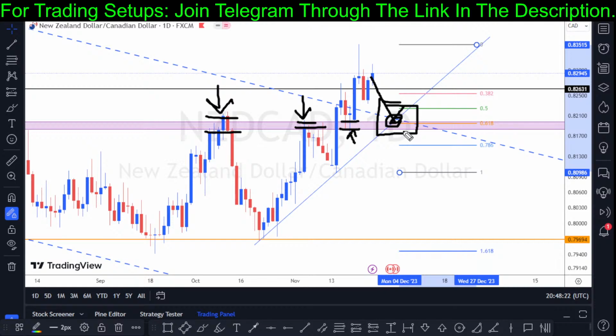Pira, where are you streaming from? Where's your country? So this is what I can see on New Zealand paired against the Canadian dollar.